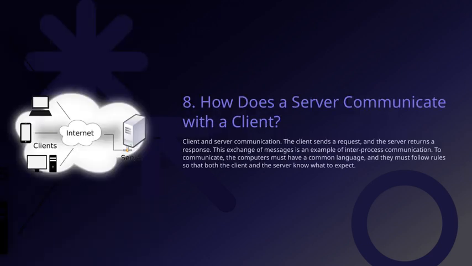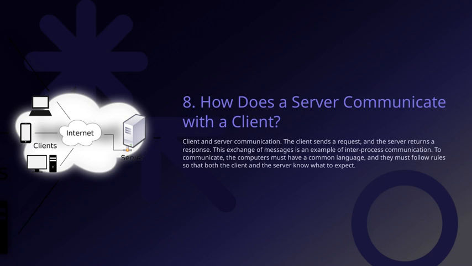Let's talk about how a server communicates with a client. Essentially, the client starts the conversation by sending a request, and then the server responds with the information or service that was asked for. This back-and-forth exchange is a perfect example of inter-process communication, where two separate programs or processes are talking to each other.